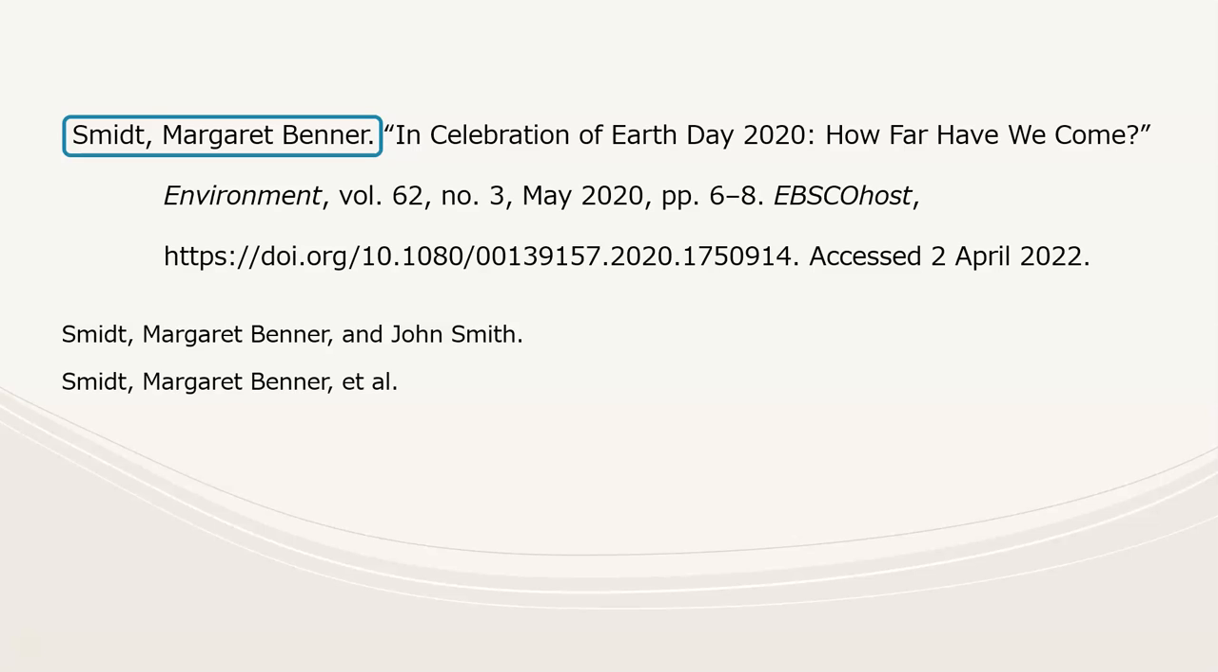Now, if the article's author is a corporate entity, for example, the Modern Language Association of America, you write the name as it is written on the source, then end with a period. Now, if the article has no author, you simply omit the author name element and begin with the next part of the citation, which is the title of the article.